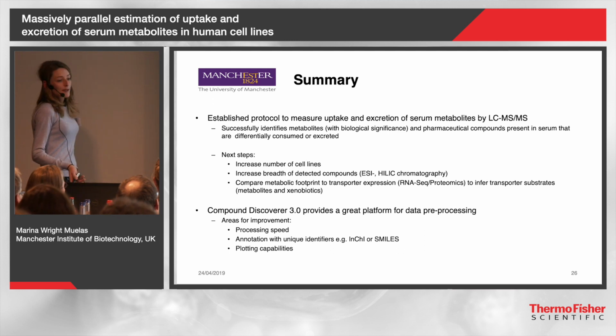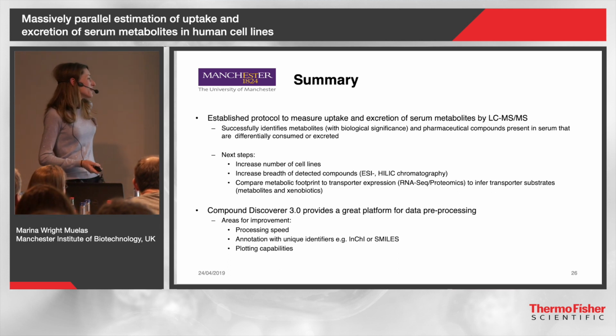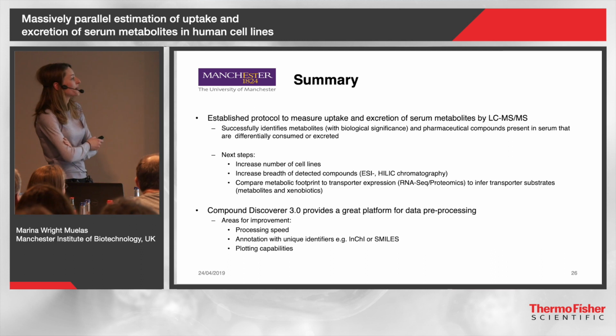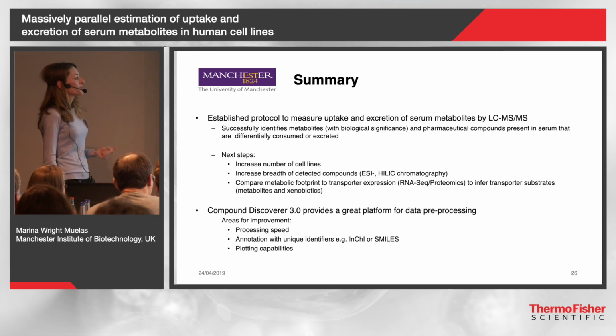So our next steps are to increase the number of cell lines. Hopefully Compound Discoverer will be faster, like we said. We're hoping to increase the breadth of the detected metabolites, but one step at a time. We'll go on to negative mode, as well as HILIC chromatography, and compare these results to the transporter expression, like I said before, to infer the various substrates for the various transporters.